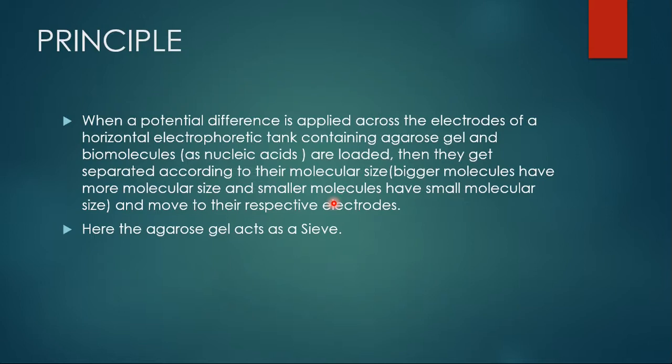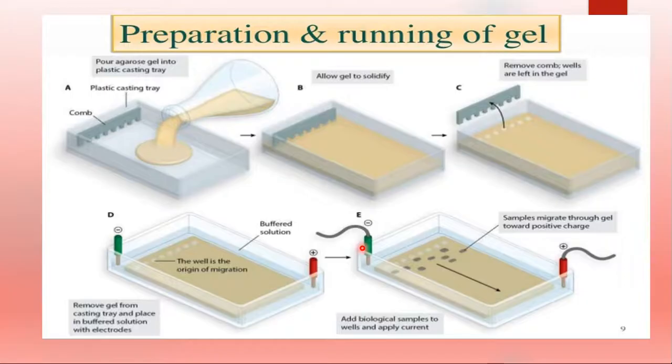Then let's come to the principle. When a potential difference is applied across the electrodes of a horizontal electrophoretic tank containing agarose gel and biomolecules are loaded, they get separated according to their molecular size. That means bigger molecules have more molecular size and smaller molecules have smaller molecular size, and they move to their respective electrodes. Here the agarose gel acts as a sieve. So that's the main advantage of this one.